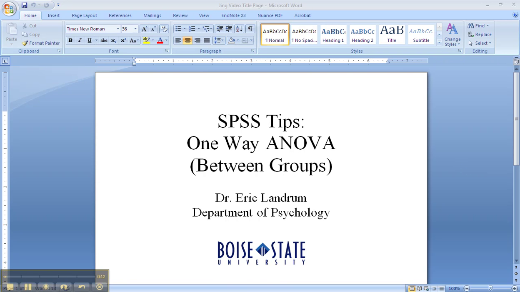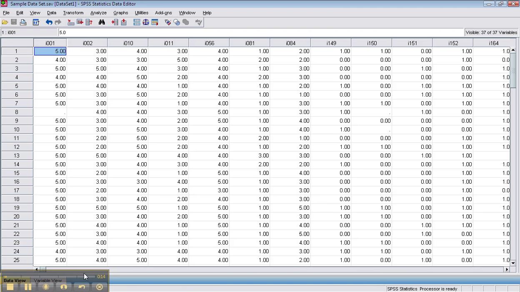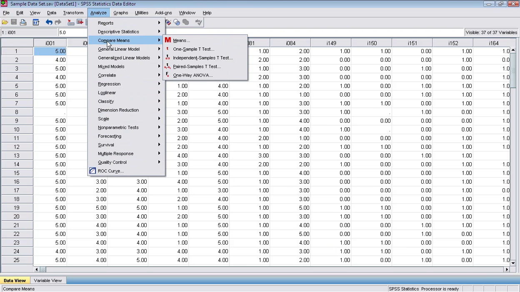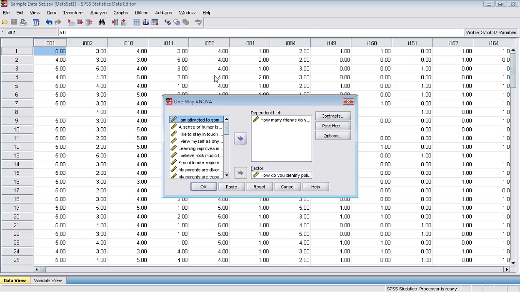And so I want to show you how to do that following SPSS format. So here we go. I've clicked over to an SPSS file, and to do a one-way analysis of variance, I'm going to click on Analyze, come down to Compare Means, and then into One-Way ANOVA.